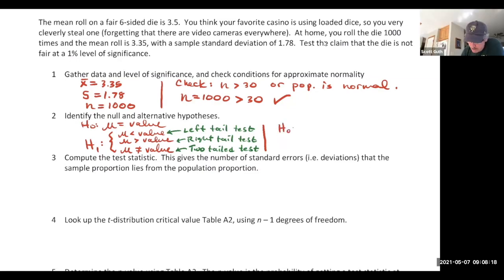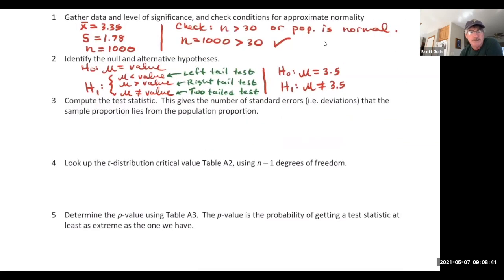Okay, so the null hypothesis would just say, yes, the die is fair, so the mean comes out exactly at 3.5. The alternative, which you're suspecting is the case, is that it's not 3.5. I don't know if it's less or greater. I just think it's a bad die, because I don't trust these people. Any questions?